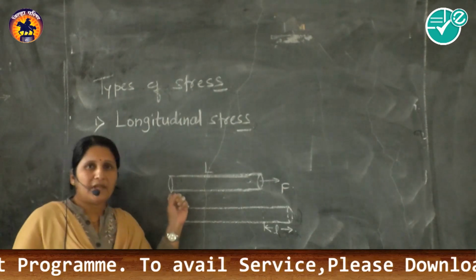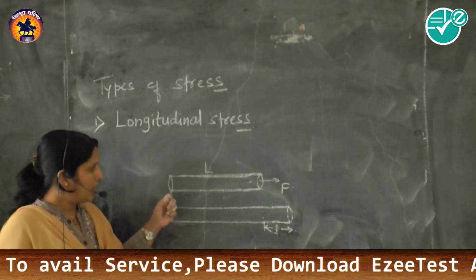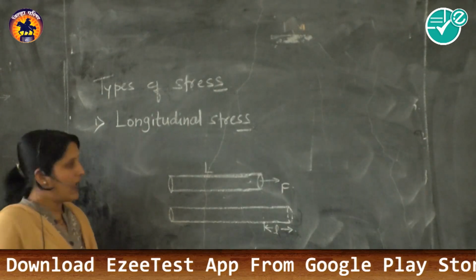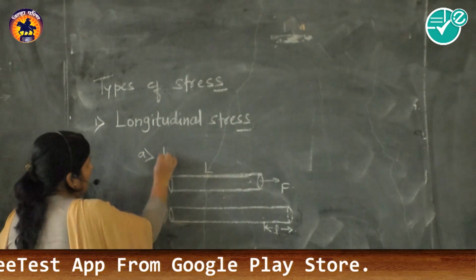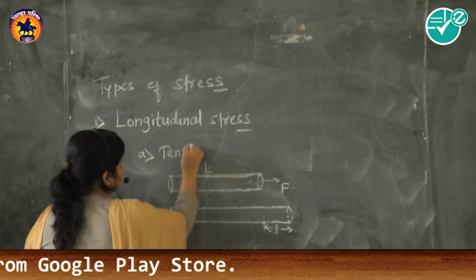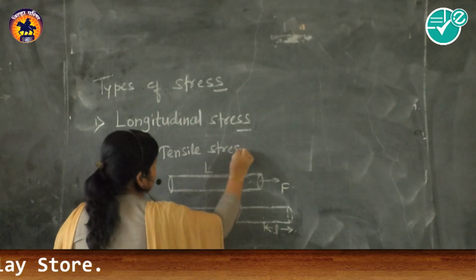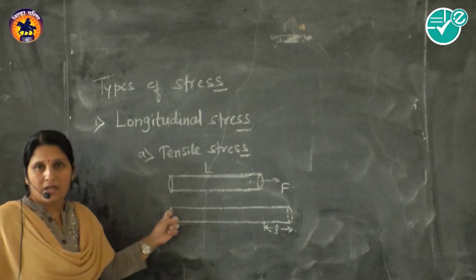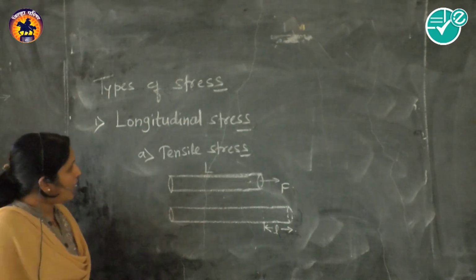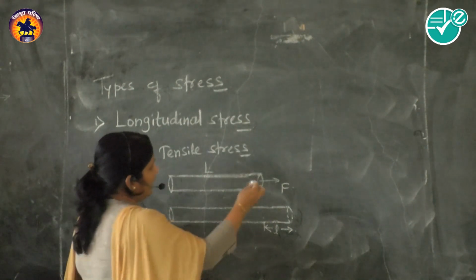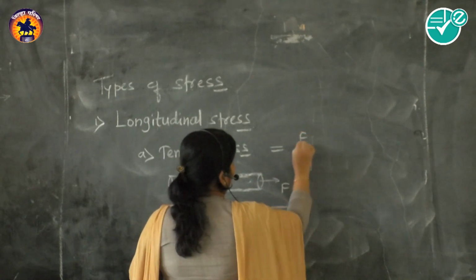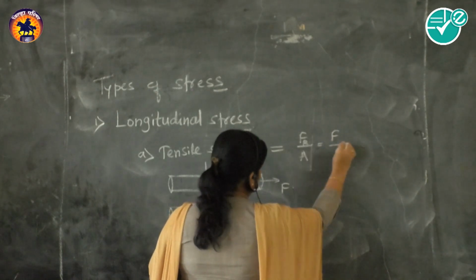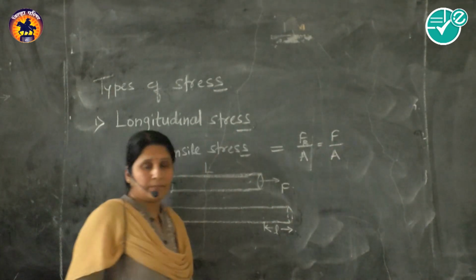Now here, because of application of this deforming force, the length of this cylindrical wire increases, and in this case, the stress is called tensile stress, because here length increases, and that's why stress is called tensile stress. Now, how this tensile stress can be formulated? It can be written as again force upon area. Which force again? Internal restoring force, or we can write applied force upon cross-sectional area.